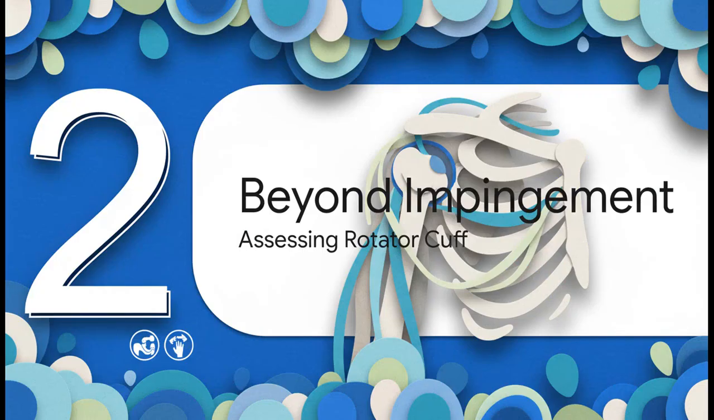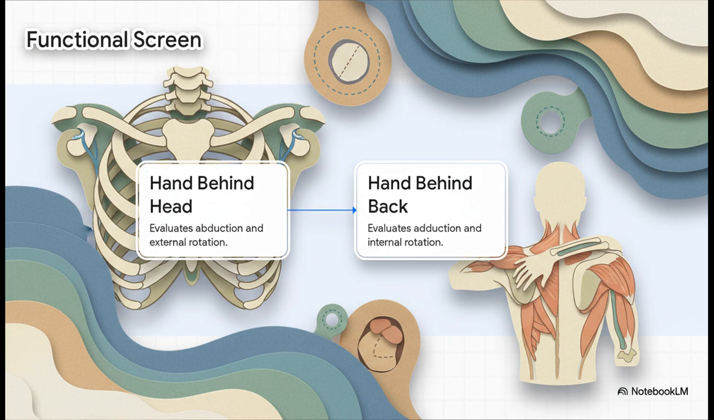Okay, so impingement is a huge piece of the puzzle, for sure, but it's definitely not the whole story. Now we need to zoom out a bit and broaden our assessment beyond just the supraspinatus. We've got to look at the other key players in the rotator cuff, the infraspinatus, the teres minor, and the subscapularis. And sometimes a really quick functional screen can tell you a ton. Think about it. The hand behind head motion, that's testing your external rotators, right? So the infraspinatus and teres minor. Then the hand behind back motion does the opposite. It tests internal rotation. This gives us a really quick clue about the subscapularis. If a patient can't do these simple movements, that's a huge red flag for rotator cuff problems.